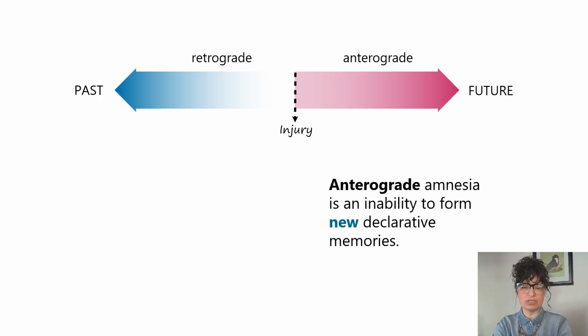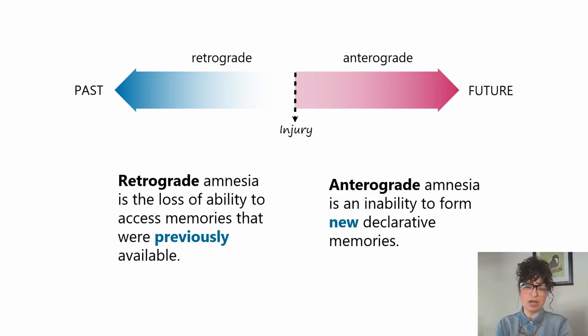Anterograde amnesia is an inability to form new declarative memories. That's what HM experienced, and that is also what Clive Wearing experiences. That's the deficit that he has. In comparison, retrograde amnesia is the loss of the ability to access memories that were previously available.